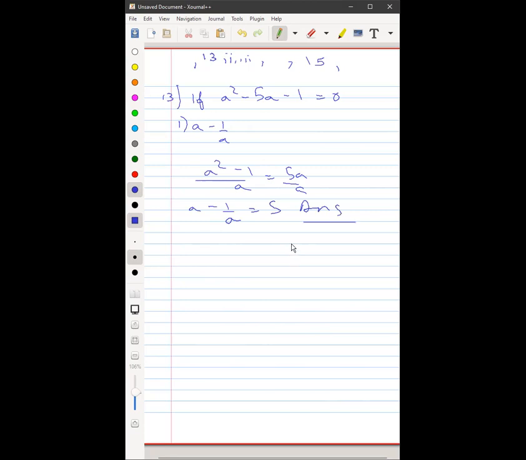Right? Yes. Then you want a plus 1 upon a. You already know how to find a plus 1 upon a given a minus 1 upon a. We just did that. Yes, sir. First find out a minus 1 upon a, the whole thing square. AB is not given to you, right? And then you can find a plus 1 upon a.